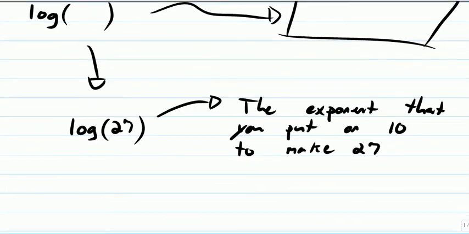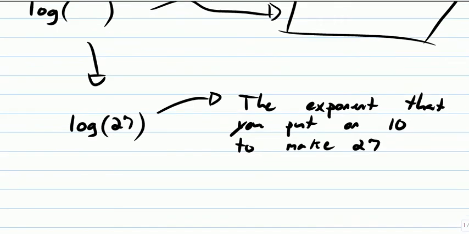Right? So kids can do a quick estimation. The exponent I would put on 10 to make 27. You say, hey, estimate, what do you think it'll be? Well, I think it'll be between 1 and 2, because if you put 1 on 10, 10 to the first is 10. If you put 2 on there, 10 squared is 100. So log 27 has got to be between 1 and 2.